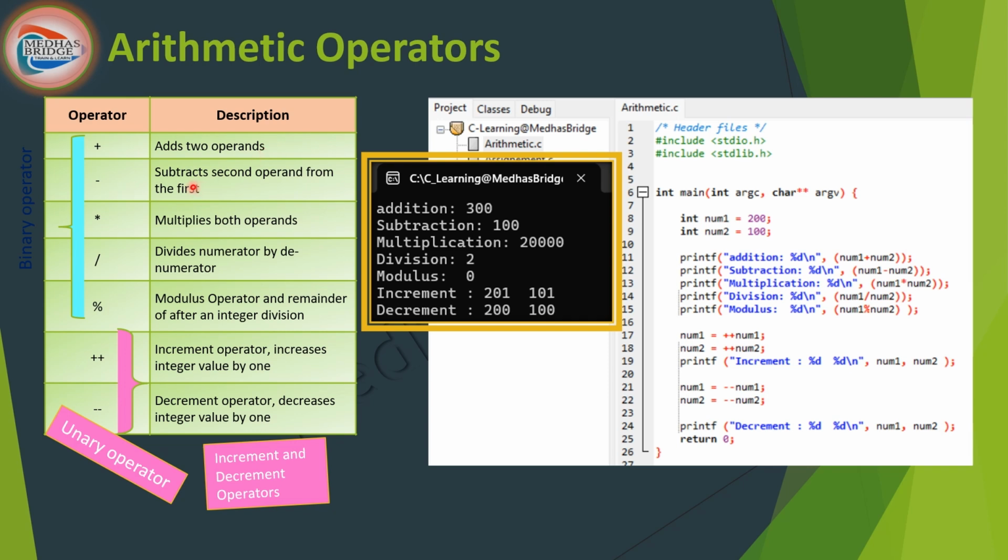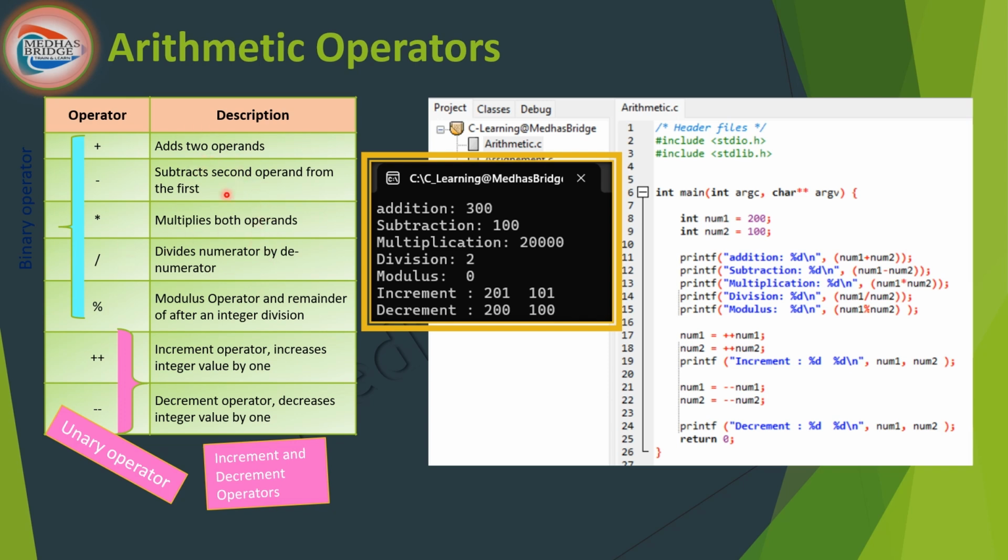Subtract works the same way: it subtracts the second operand from the first operand, like num1 minus num2, right? Multiplication between the two operands multiplies both operands and produces the output. Division is also the same, numerator divided by denominator, right? This is called the modulus operator, which returns only the remainder. These two are important for solving certain problems. These are binary operators.